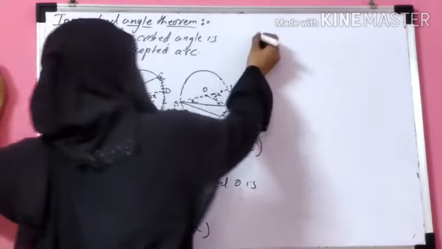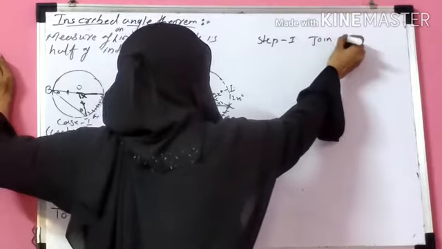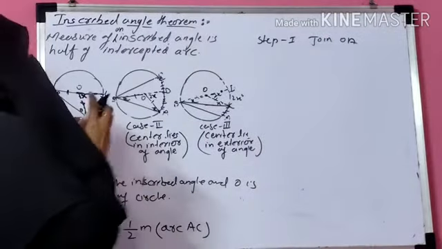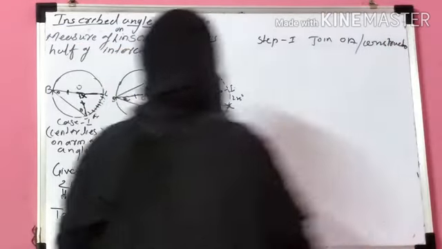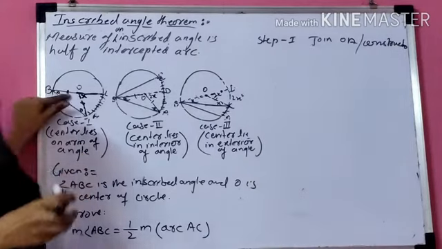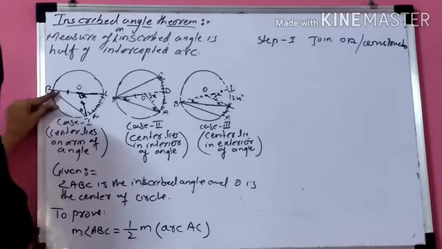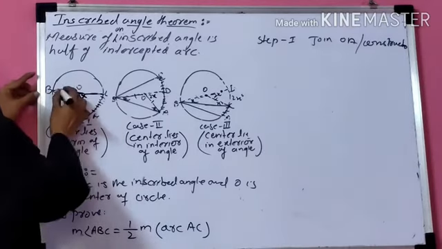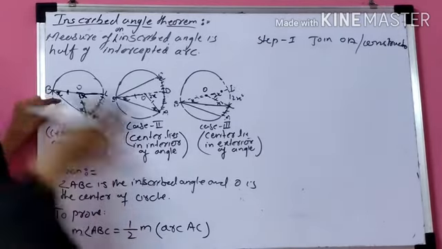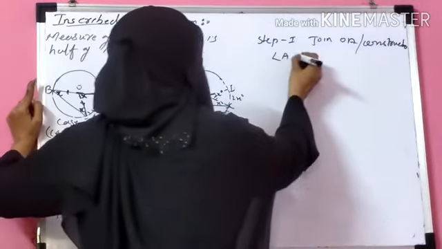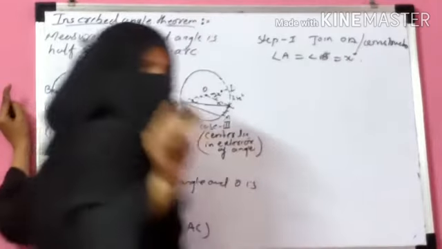Step 1, do the construction: join OA. In short, step 1 is construction. Now the second step, after construction you get one triangle. In the triangle, the radius OA is equal to radius OB. If the sides are equal, then the angles opposite the congruent sides are congruent. So angle A and angle B are equal, and I suppose angle A is equal to angle B as x degrees by the isosceles triangle theorem. This is your second step.